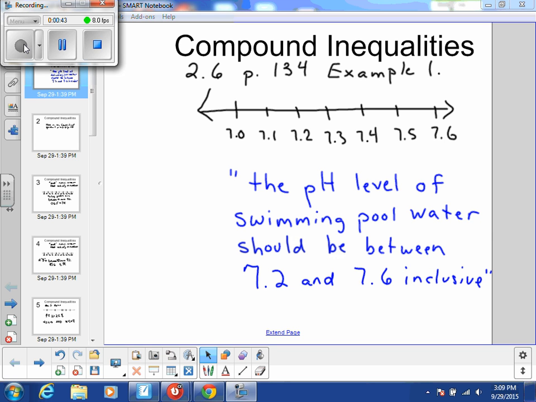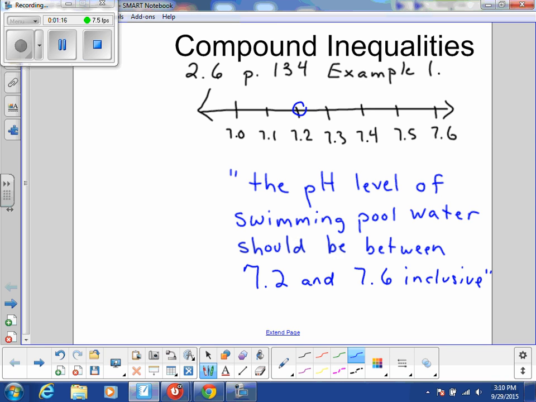The pH level of swimming pool water should be between 7.2 and 7.6 inclusive. pH level is a number that represents a level of acid versus alkaline composition of a liquid. But it doesn't matter what it is. You're just looking at the numbers. So this is a real-life example that would be used in a chemistry class. So on your number line, we've got 7.2 right here and 7.6 here.